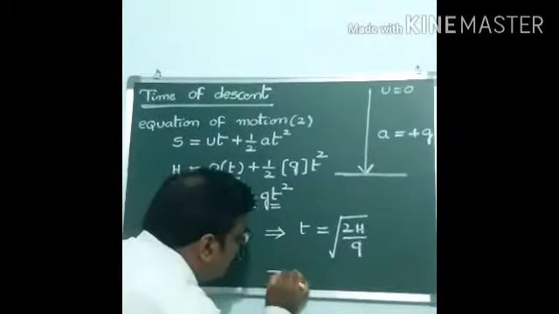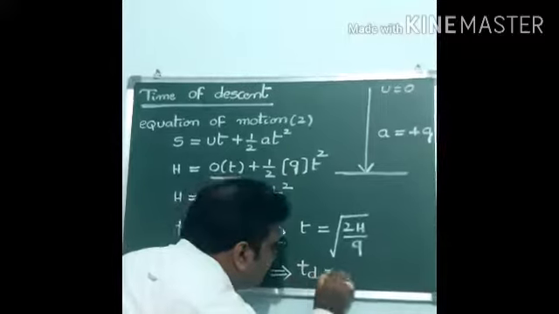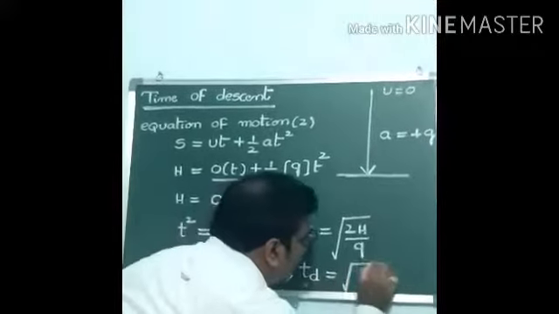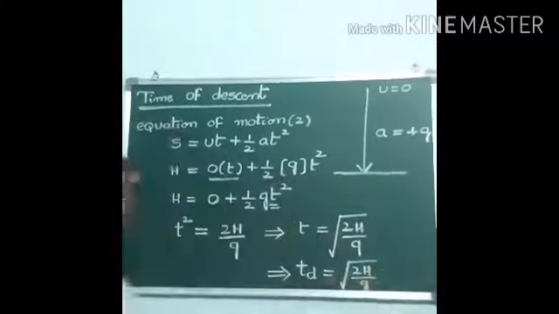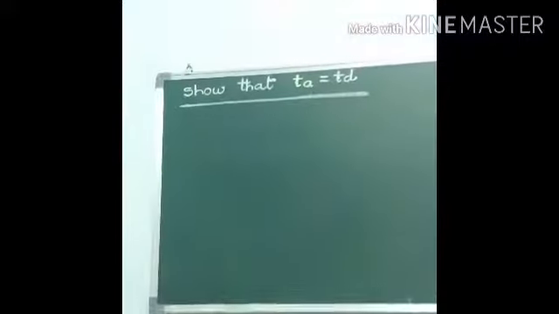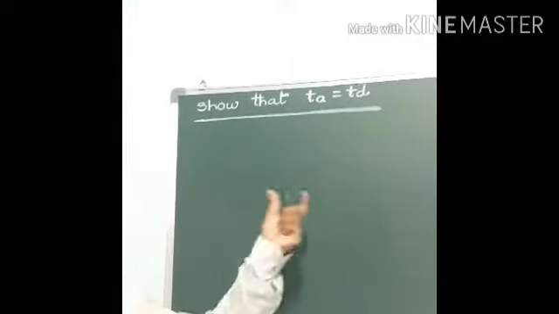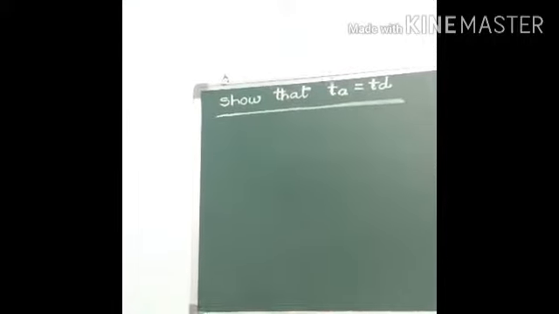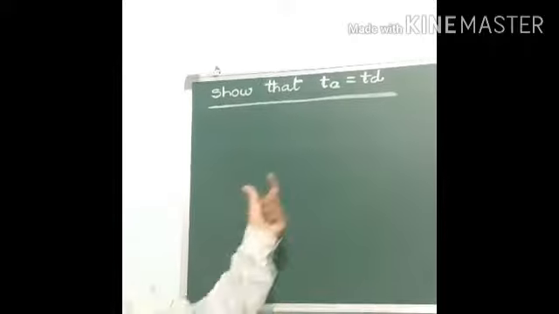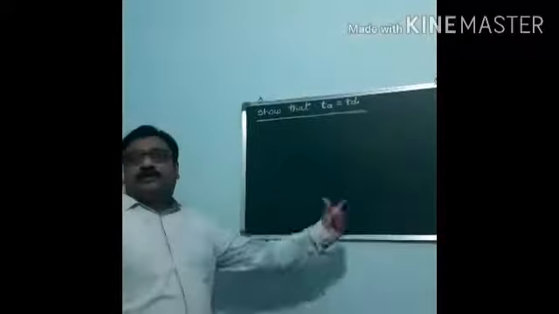Now the time of descent is equal to the square root of 2h by g. Now we are going to prove that time of ascent equals time of descent in magnitude under the influence of gravity. What I am saying is, we are going to equalize time of ascent and time of descent in magnitude under the influence of gravity. How will it be?